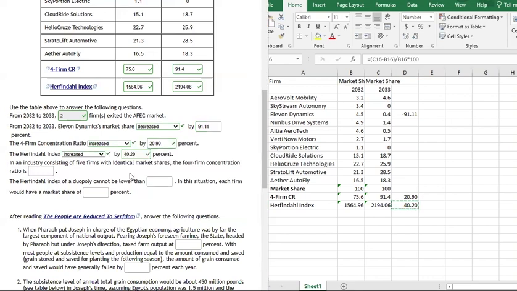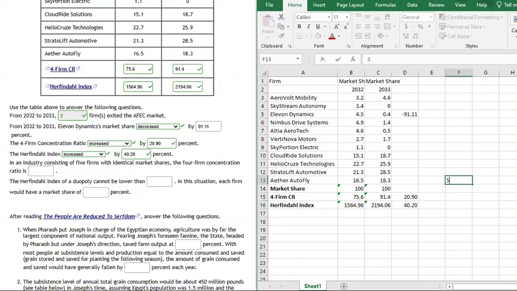Unrelated to what we've been talking about, suppose there are 5 firms, each having identical market share. What would be the four firm concentration ratio? What I'll do is I'll type 5 here, 4 here. So this is firm 1, firm 2, firm 3, firm 4, firm 5. And since they have identical market share, and there's 5 of them, each has a market share of 20%. The market shares add up to 100.